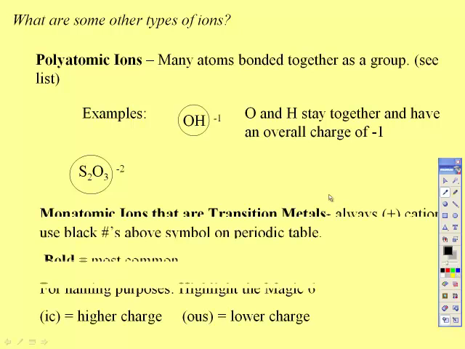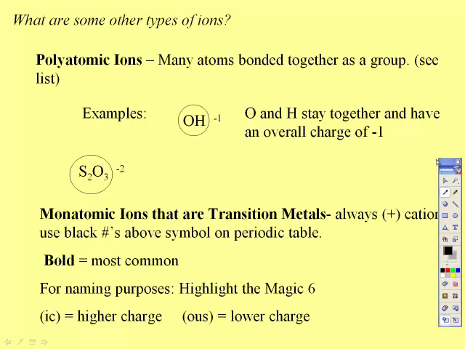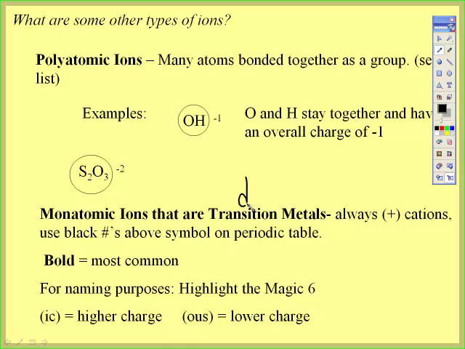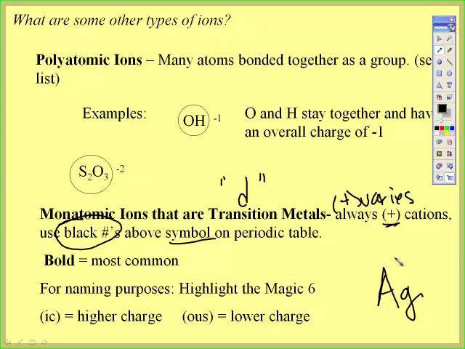The last group we want to talk about are monatomic ions that are also transition metals. In other words, those ones that we said vary earlier in the D block. They are always positive, but they vary. You're going to use the black numbers above the symbol on the periodic table. If you look at silver, silver is Ag, and right above the Ag symbol, you will see a very small black 1. And that's its charge. So silver's charge is going to be a +1.